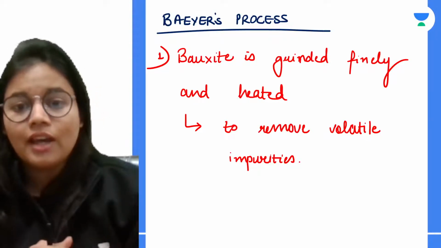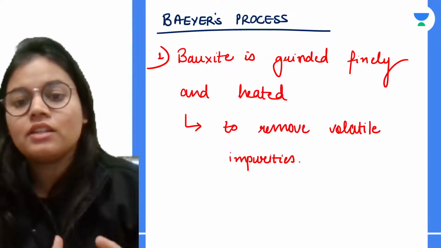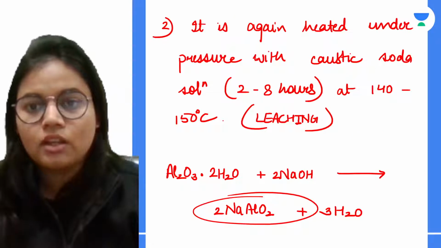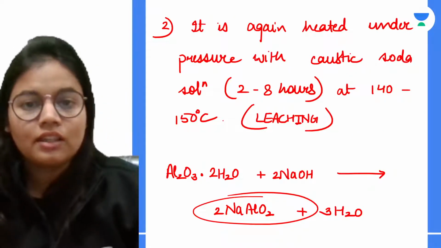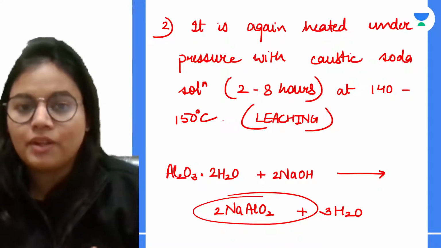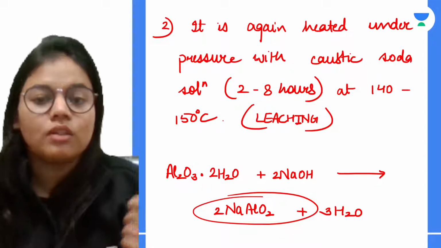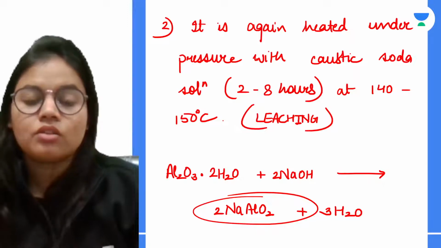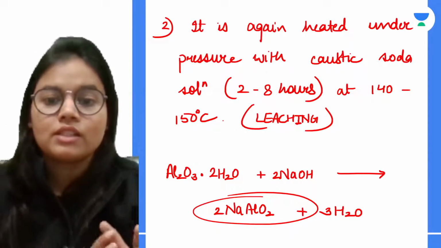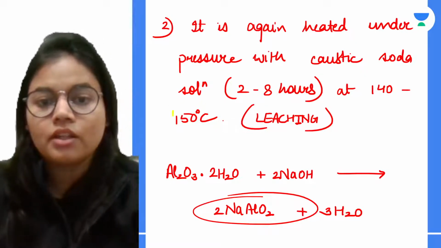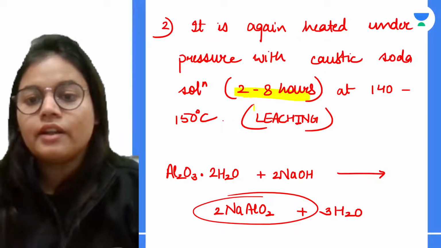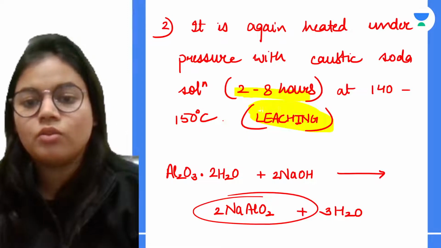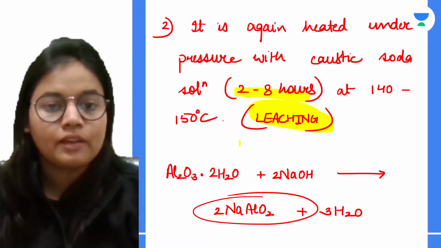It's heated, and the reason for heating is that all the volatile impurities get removed. Next, we are again heating it, this time under pressure and with caustic soda solution. The process is known as leaching, and this heating continues for about 2 to 8 hours at approximately 140 to 150 degrees Celsius. The process, as I told you, is known as leaching.